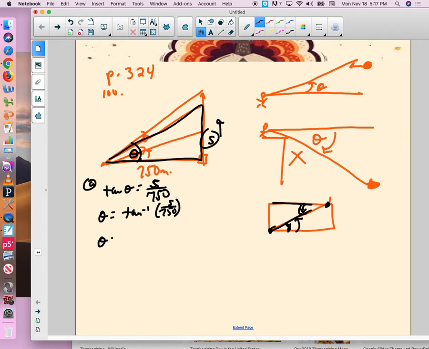And then the B part: find theta when S is 400 meters. So I'll find the angle when S is 400 meters. And then I'll find theta when S is 1600 meters. And this is where I wanted to make sure we did application problems because it brings up an interesting discussion.